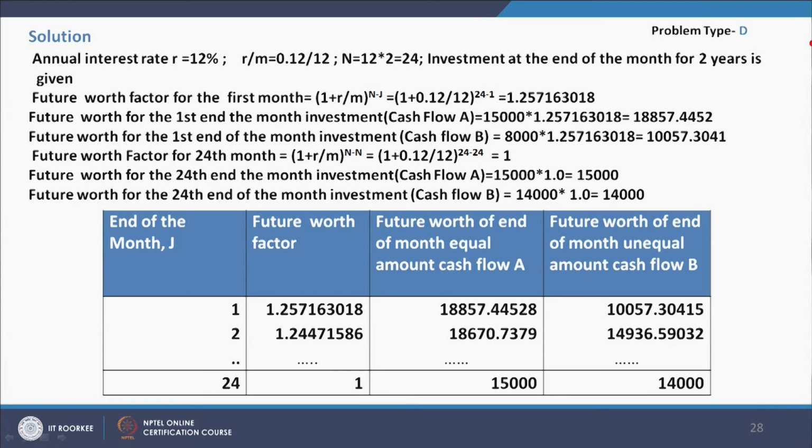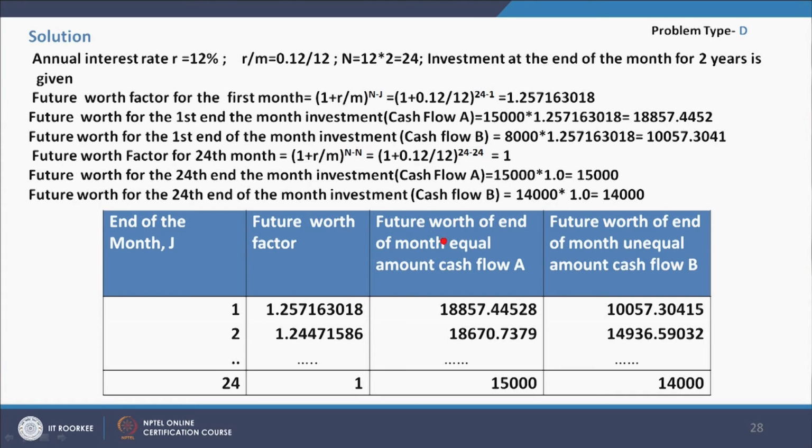Now, the annual interest rate is 12%, R by M is 0.12 divided by 12, N is 12 into 2, that is for 2 years and 12 months per year, which comes out to be 24. Investment at the end of the month for 2 years is given. The future worth factor for the first month is 1 plus R divided by M to the power N minus J. So, N is 24 and for the first month J is 1. So, it is 24 minus 1, and the future worth factor comes out to be 1.25163018, and this factor is this.